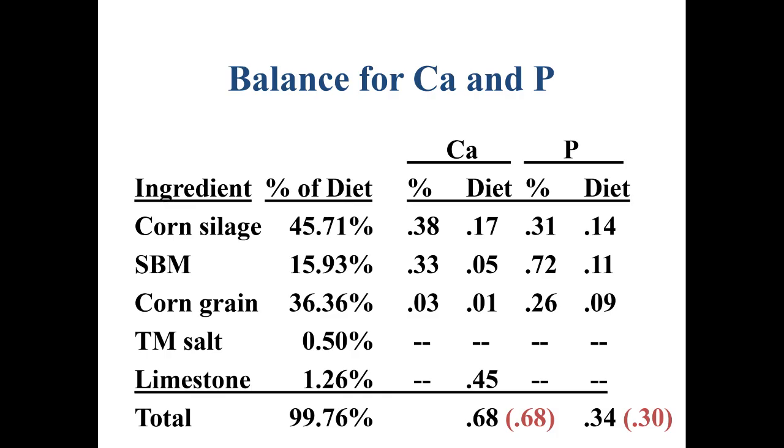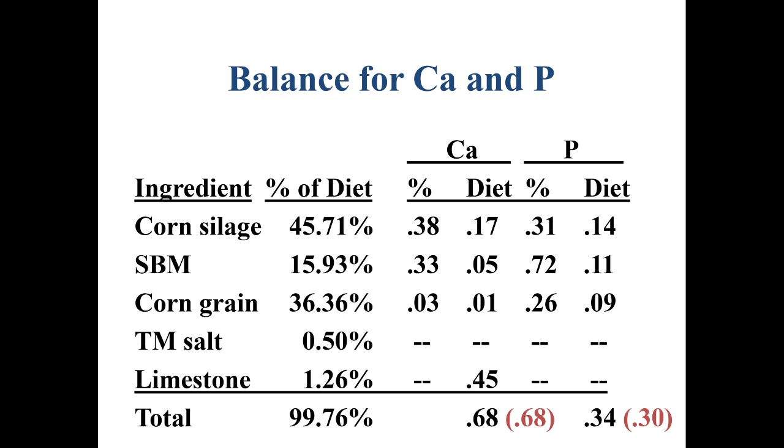Okay, so let's go back to our table. Remember, in these diet formulation problems, detailed tables are very important. So what we can now update in our table is the calcium. If we look at limestone as an ingredient in the diet, we just calculated that it needs to be 1.26% of the diet. At 1.26% of the diet, it provides 0.458% calcium to the diet. And that meets our requirement for calcium.